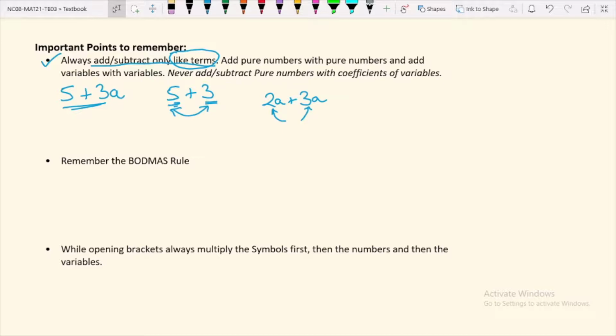So we can add pure numbers with pure numbers. Here constants, 5 was a constant, 5 was pure number, 3 was also a pure number. So we can add them together or subtract them together. We can also add variables with variables. Here a was variable, 3a was also variable term. This term was a variable term. So we can add variable terms with variable terms. We can never add or subtract pure numbers with coefficients of variables. Here this was a pure number and 3 was the coefficient of variable a. We cannot add or subtract these two. These are unlike terms, we cannot add them. So this much we have already learned in 7th class.